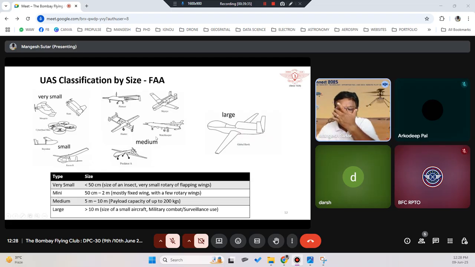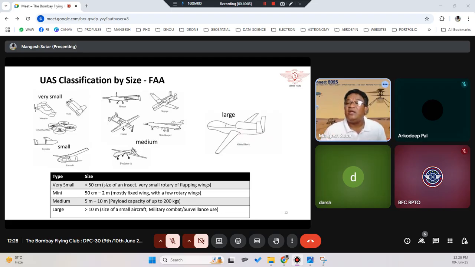Here they classify the drone with respect to size, and less than 50 centimeters is called very small, tiny surveillance or spying drones. Then we have something called mini, which is 50 centimeters to 2 meters. These small ones are still not production grade; they are still in testing or development, but they are classified as very small. Even for mini, there are some drones available. Again, they are used for spying and similar activities, but they are very expensive.